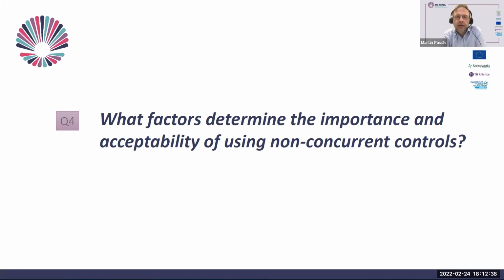Yes, and the next question is on the factors that determine the importance and acceptability of using non-concurrent controls. So what are the scenarios where we think that the benefits outweigh the risks of using non-concurrent controls, especially say in phase 3, what would be the requirements to make non-concurrent controls acceptable? And we have 3 panelists that will comment on that. It's Olga Machenko from Bayer, Florian Klingemüller from the Austrian National Competent Authority, AGES, and Matt Seist from University College London.